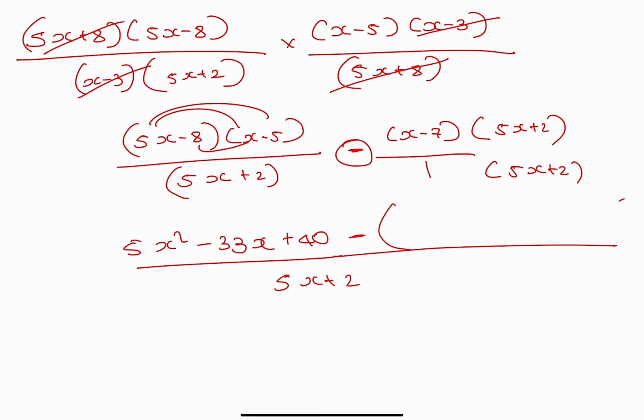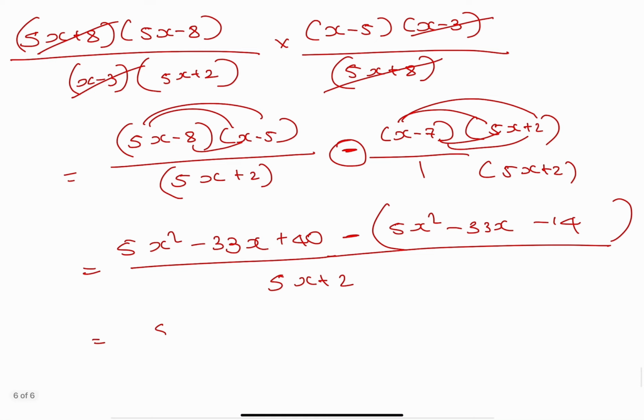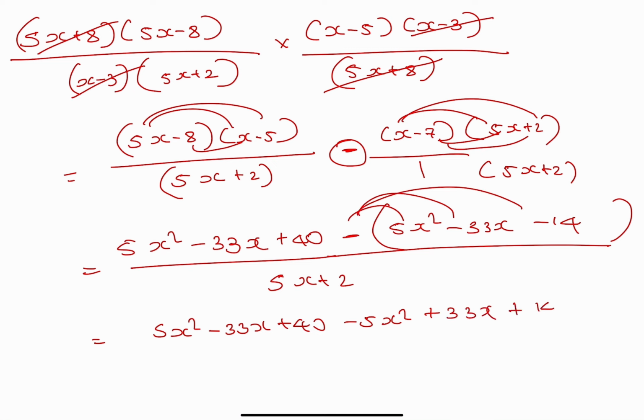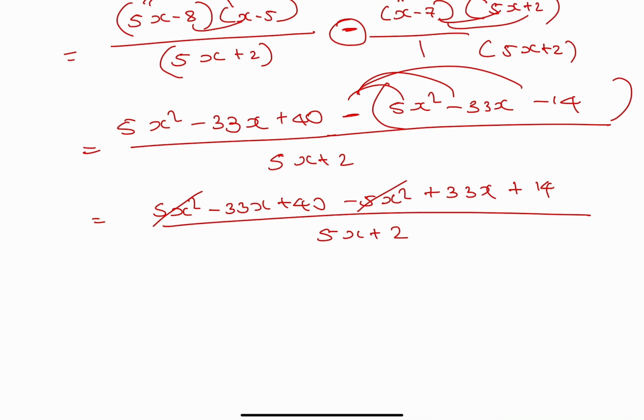That gives you 5x squared, 2x minus 35x is minus 33x, minus 14. Then we can expand that bracket, so just keep putting equal signs. So I got 5x squared minus 33x plus 40, and if you multiply it's minus 5x squared plus 33x plus 14, all over 5x plus 2. Then 5x squared minus 5x squared goes away, minus 33x plus 33x goes away, 40 plus 14 is 54, divided by 5x plus 2.